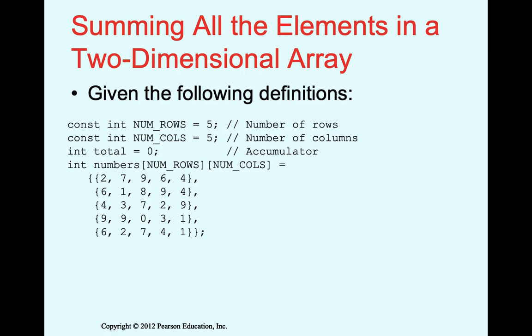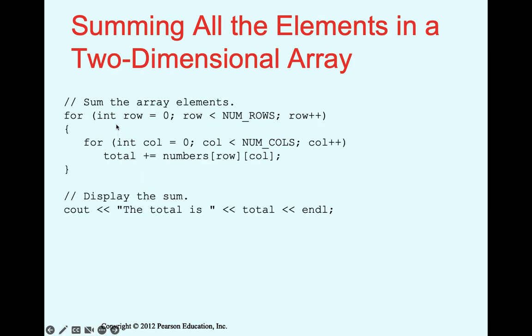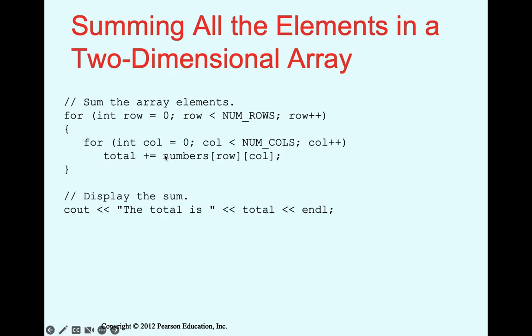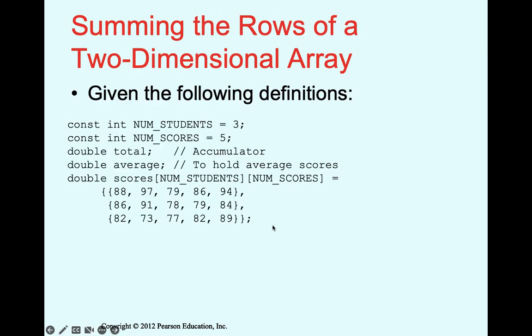How to sum all the elements in the two-dimensional array? Imagine here we initialize a two-dimensional array like this. How to compute the sum? It's easy. You just make the total equal to 0. And then you make 2 nested loops. Every time you make total plus equal the number at row, column. And then you print this value.